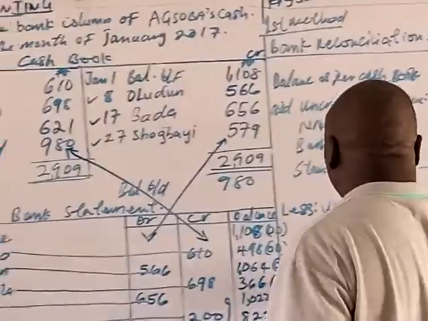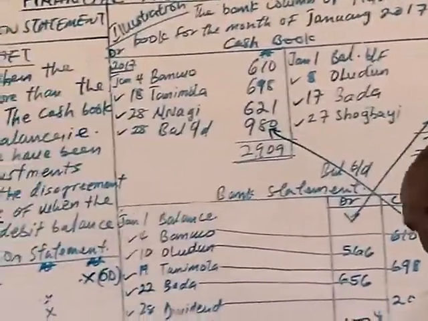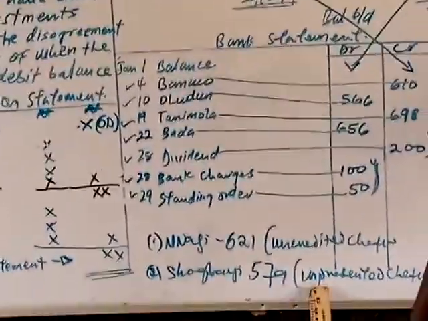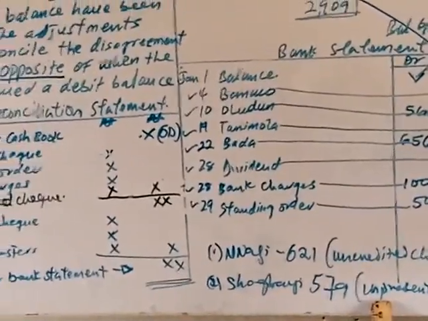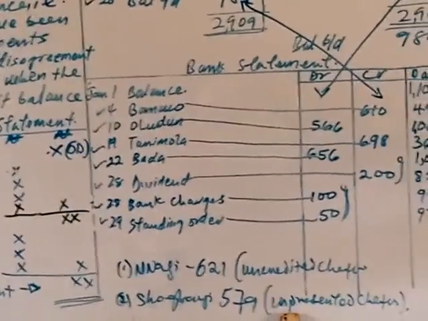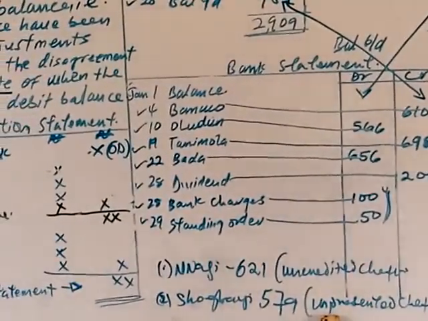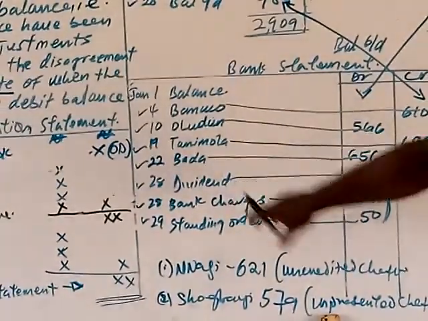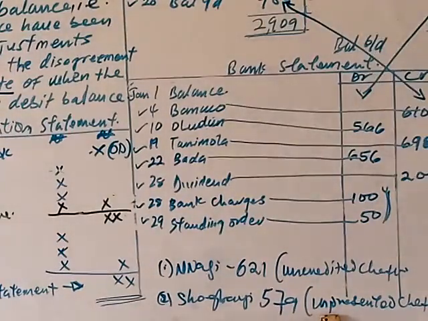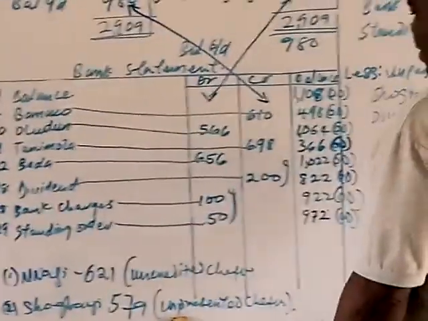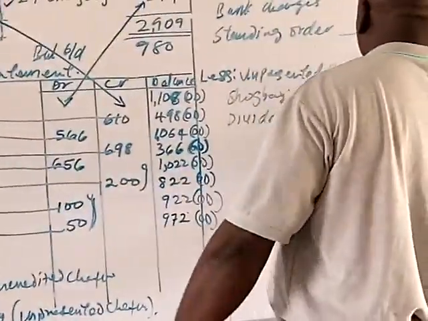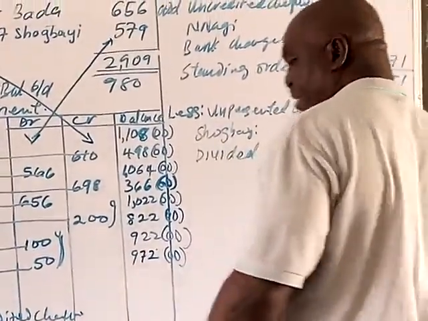Unpresented check. Now, looking at what we have done earlier, Shobai never presented check at the bank for payment is 579. And the next thing you have is our dividend that is missing from the cash book. So you also input your dividend, and our dividend is how much? It's 200 naira.